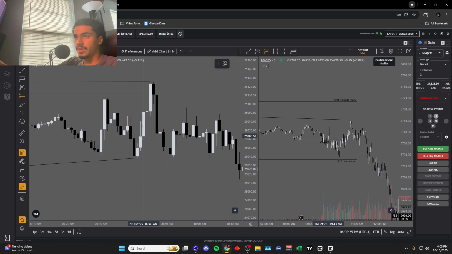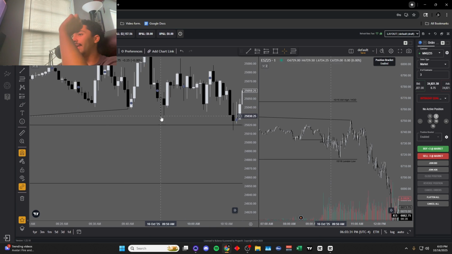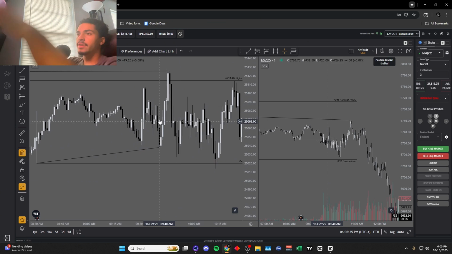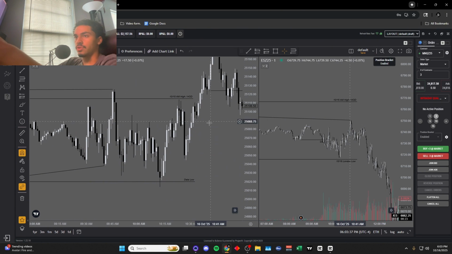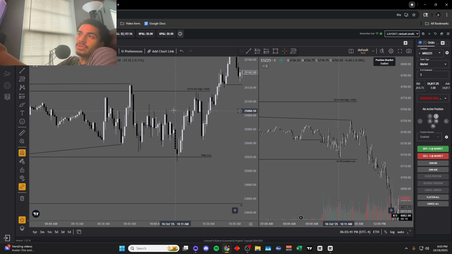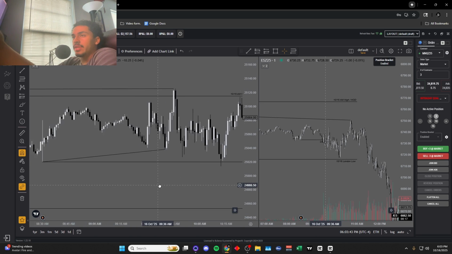Now, this is a trade I take 10 out of 10 times if we had taken data low on NQ. That is because it is leaving us in a middle range between the two draws. We had both draws still available, that's why I didn't want to take it. That was the only problem. But if we take data low, that's a 10 out of 10 trade.